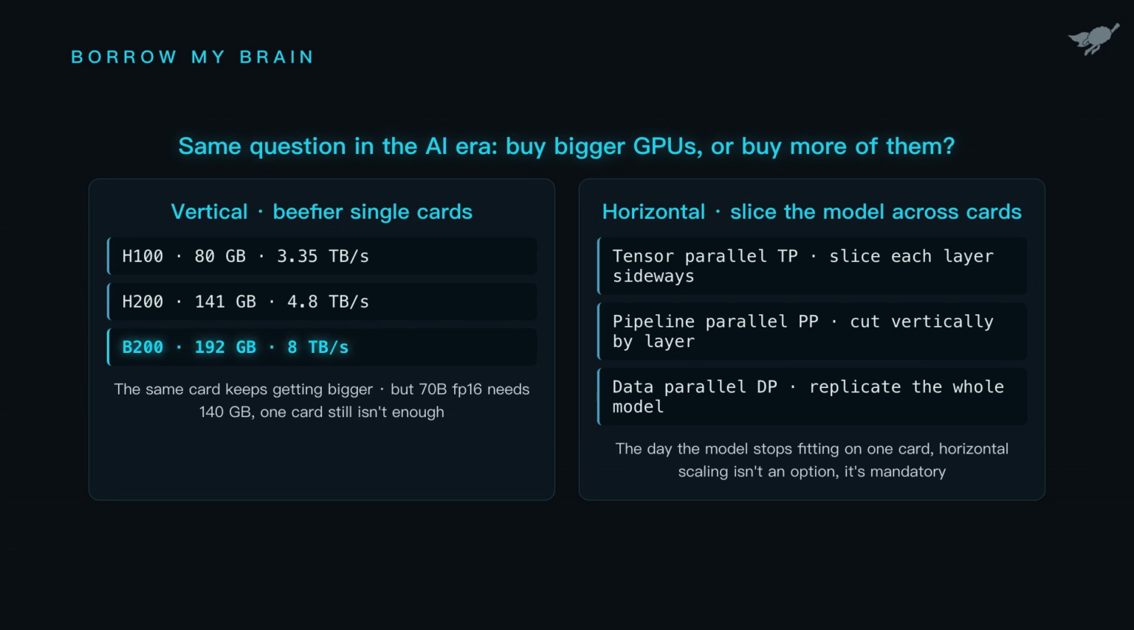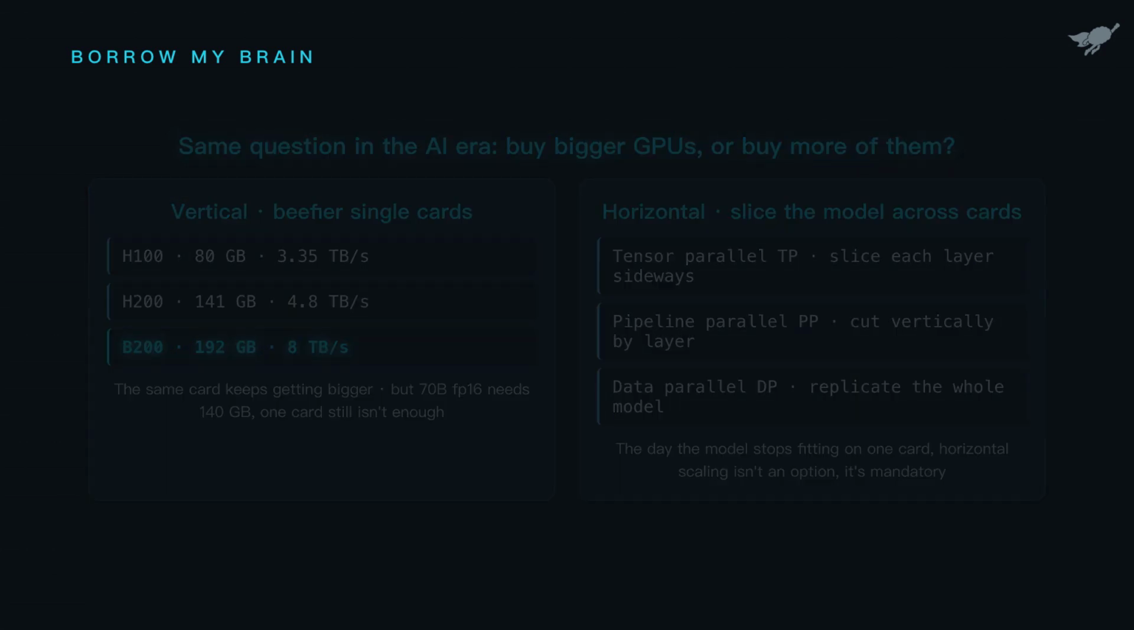Data parallelism copies the entire model several times over. From the day the model stops fitting on one card, horizontal scaling is not an option. It's mandatory. And Amdahl's law applies word for word. The communication and synchronization between cards is exactly that serial chunk. That's why a 10,000 card cluster never gets 10,000 times the effective compute. And it's why NVIDIA isn't just selling you cards, it's selling the network between the cards.